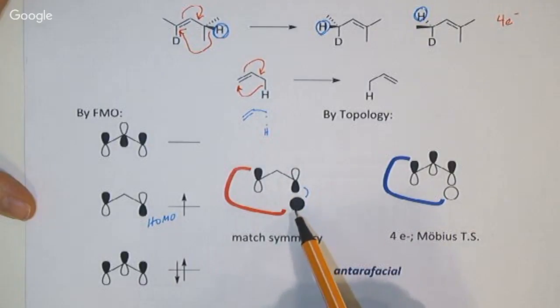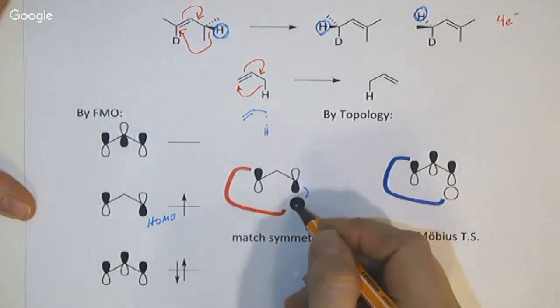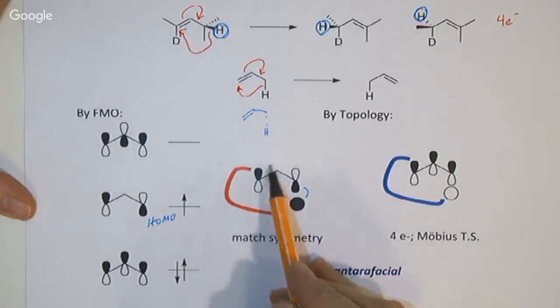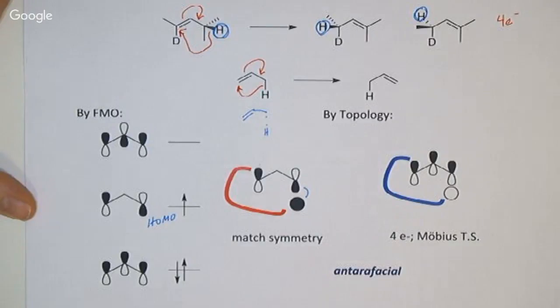And what we had said before is that when you undergo the reaction, to form the new bond, you need to have orbitals of the same phase. So we need to match the symmetry of the orbitals, which means that this little hydrogen here has to come all the way up to the top on the other side of the molecule. So it's going to react antarafacially. It's got to flip all the way to the other side.